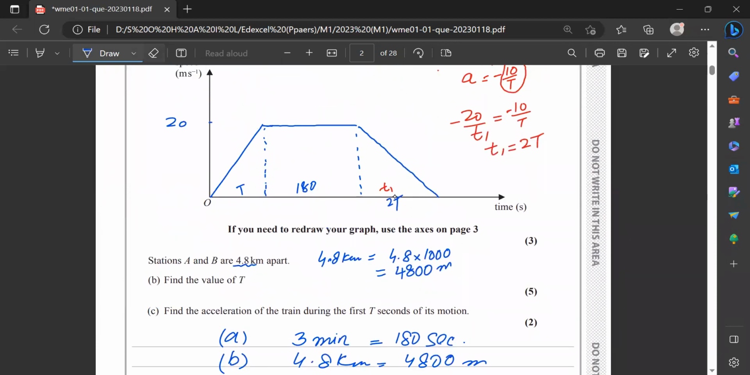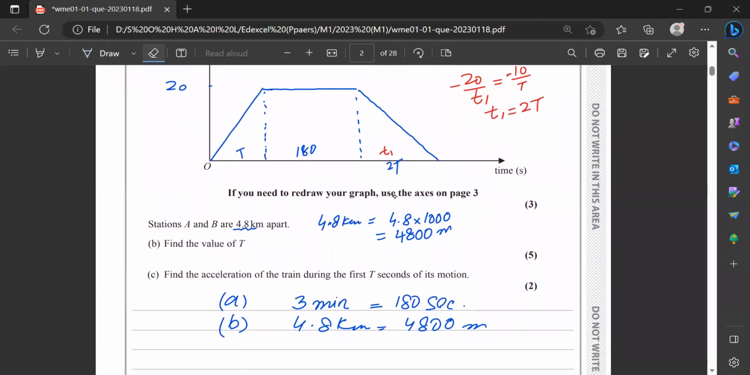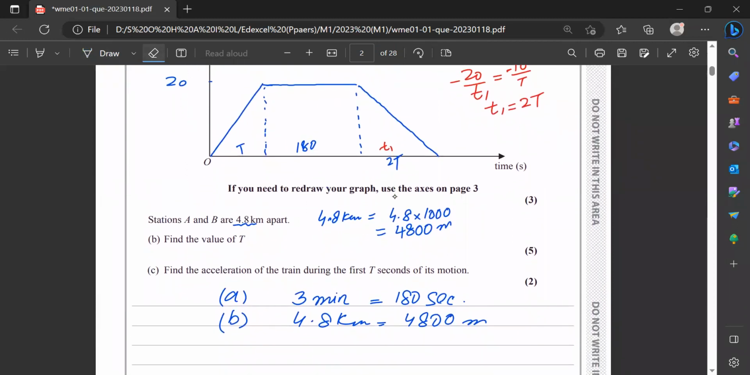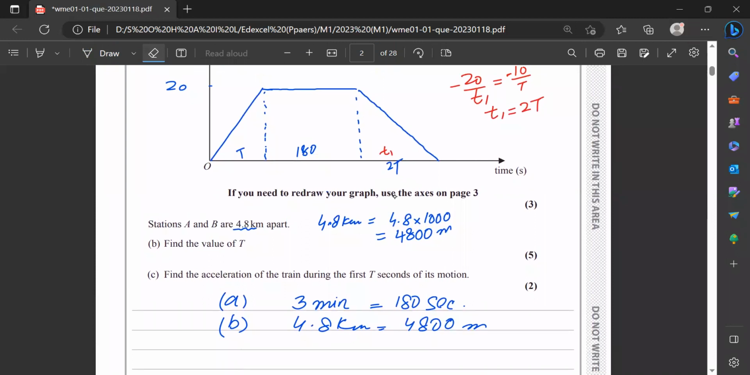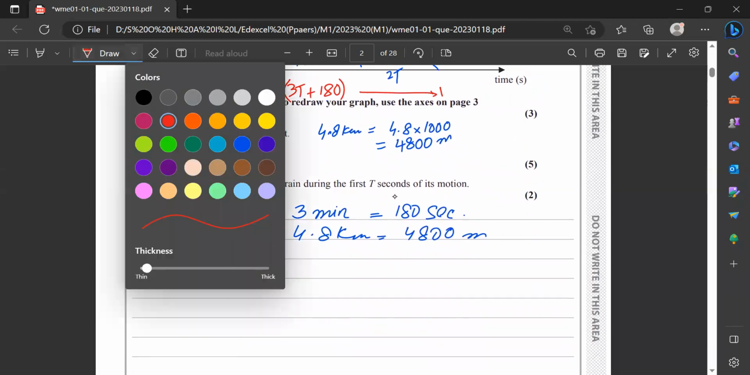So the area under the graph. This shape is a trapezium, and for this trapezium we have 180 here, and the total from this end to this end is t plus 2t, which is 3t, plus 180. You can find the area of the triangle, then the rectangle, and then the triangle again, or you can apply the formula for the area of the trapezium. So here I'm using the trapezium.